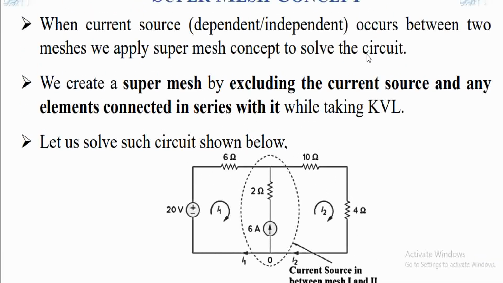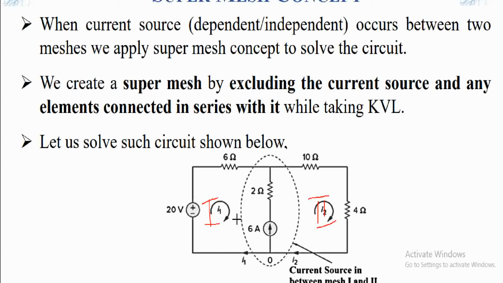So in the super mesh, do we need to apply any different formulas? No. The super mesh also makes it easy to solve the problem. How do we create a super mesh? In this circuit we are having a current source here, common to the first mesh and second mesh. This is your first mesh and this is your second mesh. Do we have any uncommon current source? No, we have a common current source between the two meshes. If this case is present, then it is called the super mesh concept.